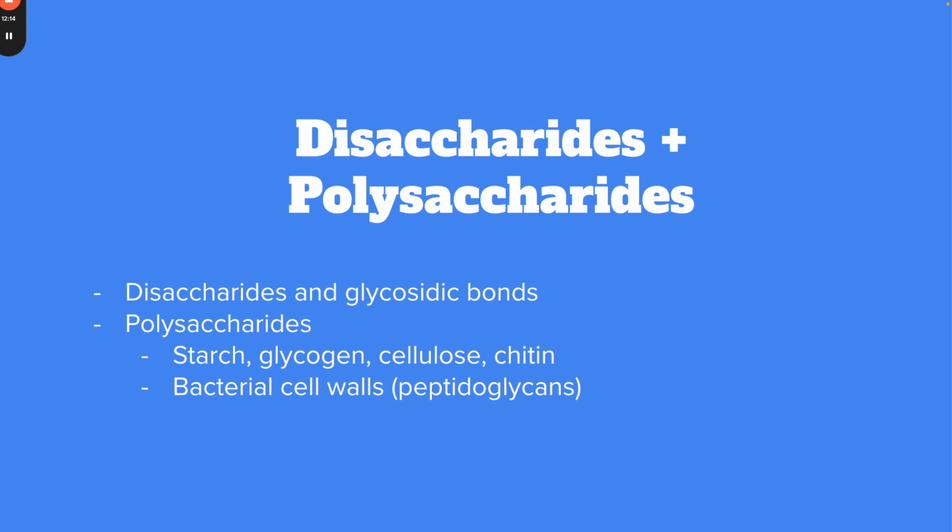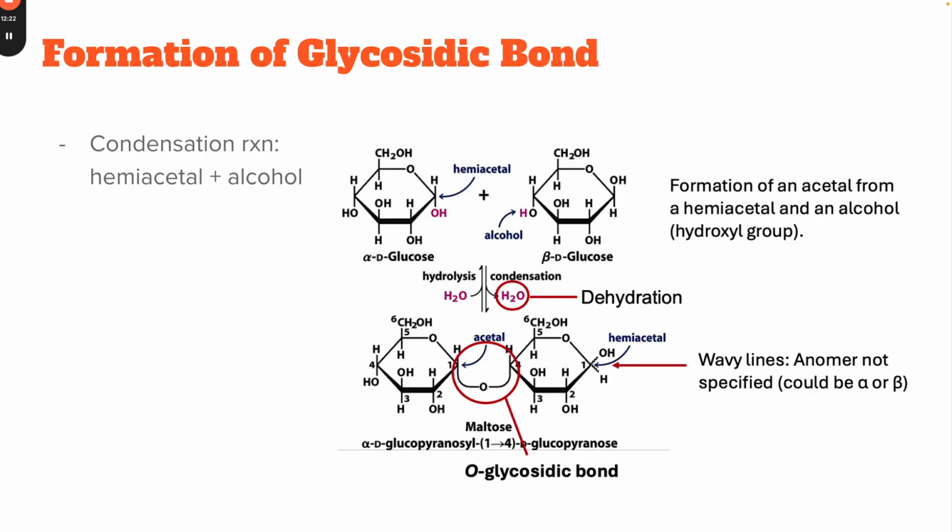Disaccharides and polysaccharides. Disaccharides are joined by glycosidic bonds; polysaccharides include starch, glycogen, cellulose, chitin, and bacterial cell walls, which are peptidoglycans. The formation of a glycosidic bond is a condensation reaction between a hemiacetal and an alcohol. As we can see at the top of this diagram, we have an OH, which is highlighted, and then a hydrogen on this alcohol. This is a dehydration reaction because we're getting rid of water. This reaction occurs, water is released, and now a glycosidic bond is formed. As we can see, there's one bond to this oxygen and another bond to this oxygen.